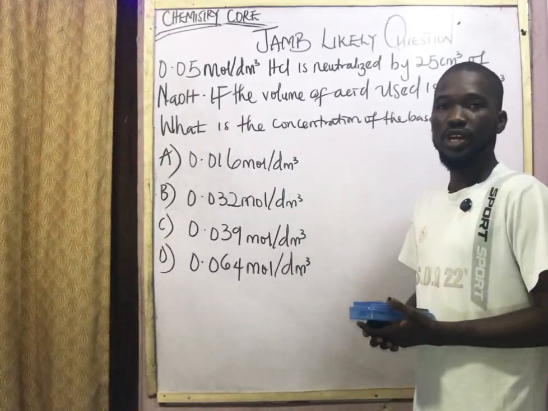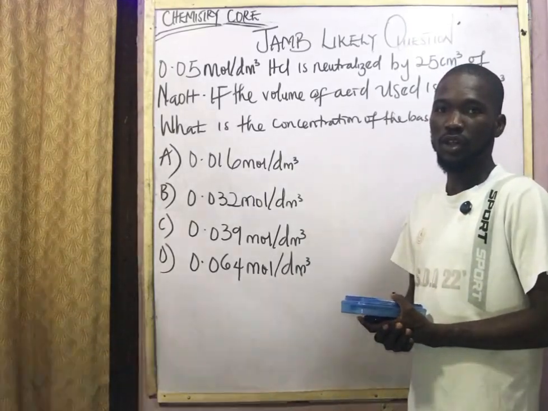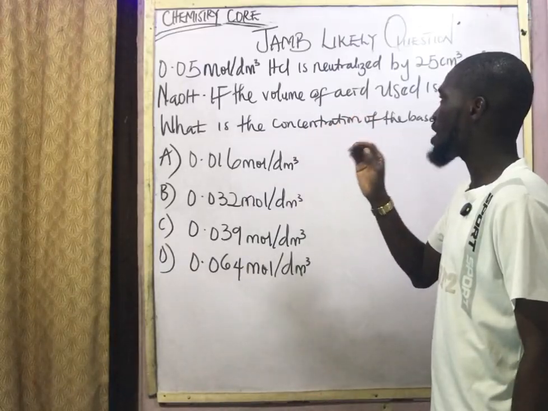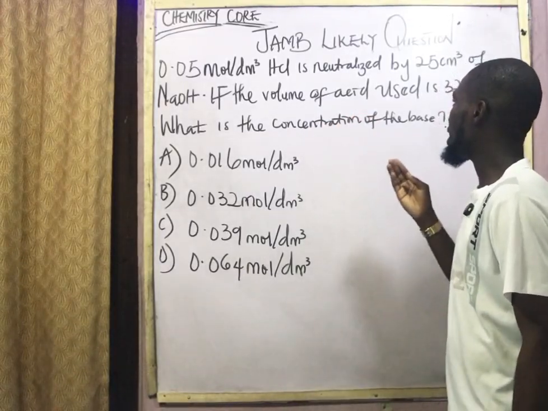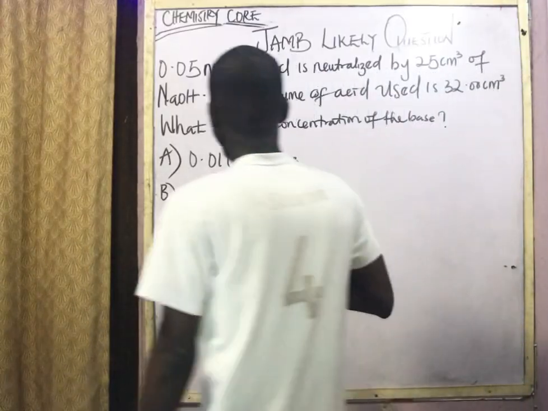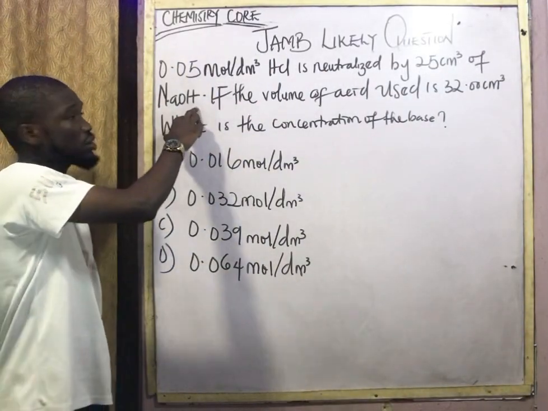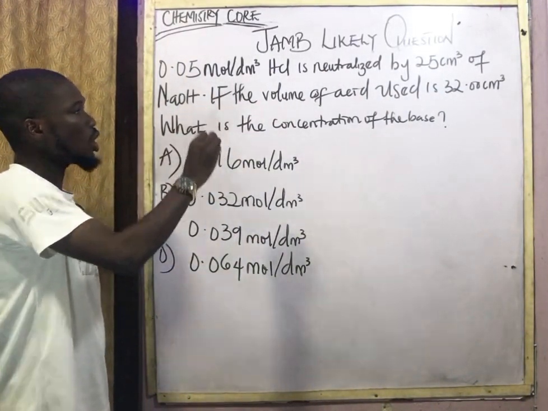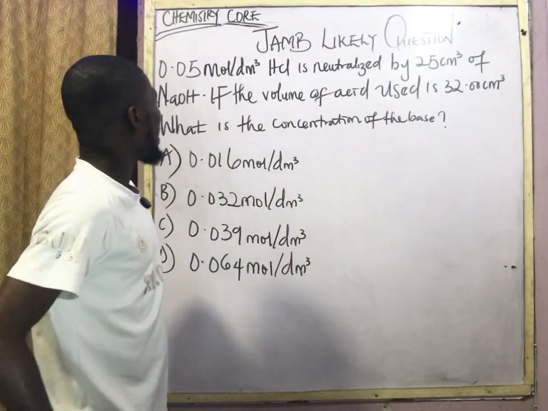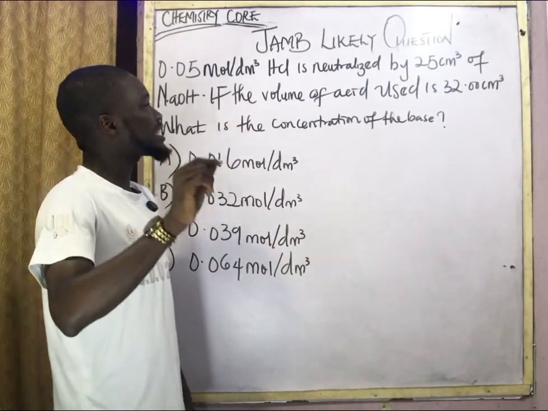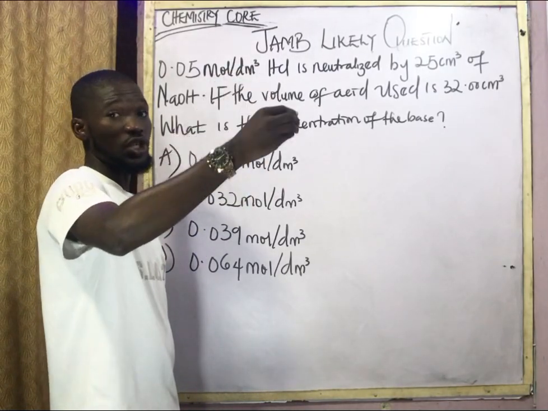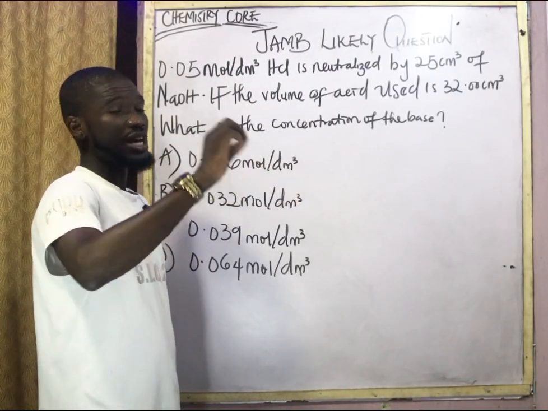Let's say you came across this type of question in JAMB: 0.05 mole of HCl is neutralized by 25 cm³ of sodium hydroxide. If the volume of acid used is 32 cm³, what is the concentration of the base? Anytime an acid and a base react together, they will produce a salt and water.